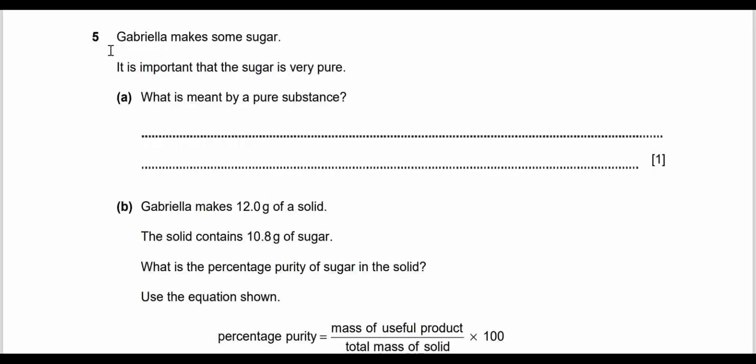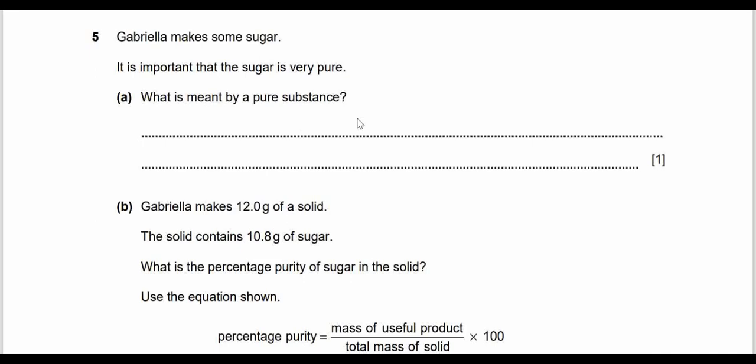Now we are in question 5. Gabriel makes some sugar. It is important that the sugar is very pure. Question A. What is meant by a pure substance? 10 seconds from now.